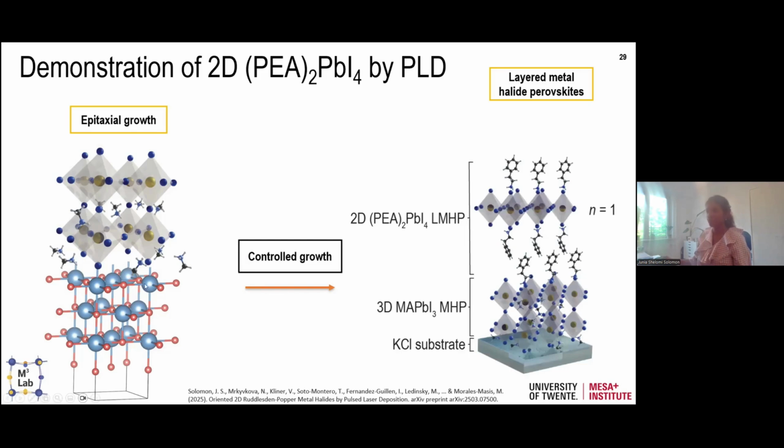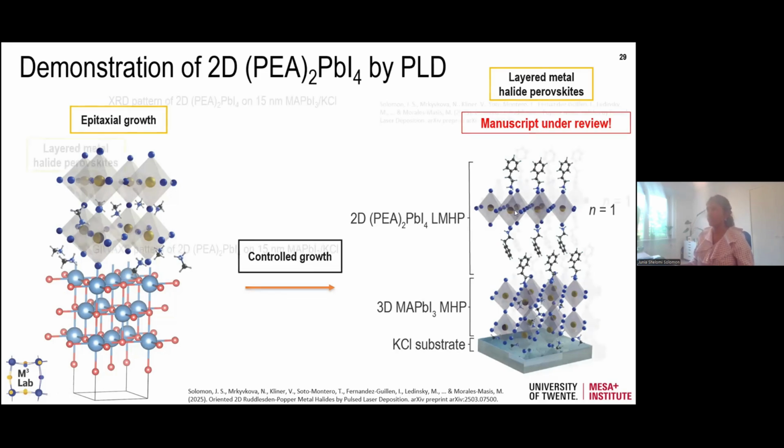So what we tried to do was having the epitaxial film. So now we have the potassium chloride substrate, the epitaxial MAPI grown on top. We tried to grow a 2D PEA2 lead iodide layered metal halide perovskite on top of these epitaxial films. So the question we wanted to answer by trying to grow these films is, again, if we can actually grow these 2D Ruddlesden-Popper films by PLD, and if they were conformally grown. So this work is pretty new, and we've just submitted the manuscript and it's under review.